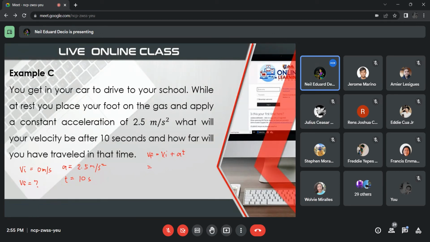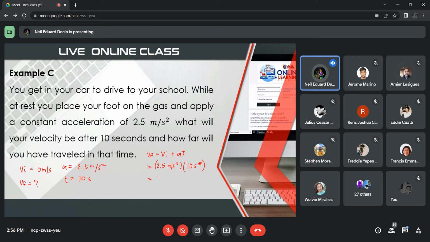Initial velocity is 0, so 0 plus something. So actually, we can omit na 0. So yung matitira na lang is acceleration times time, which is 2.5 meter per second squared multiplied by time, which is 10 seconds. Ay, seconds lang, hindi squared. Sorry. Okay. So 2.5 meter per second times 10 seconds is equal to 25 meter per second squared.